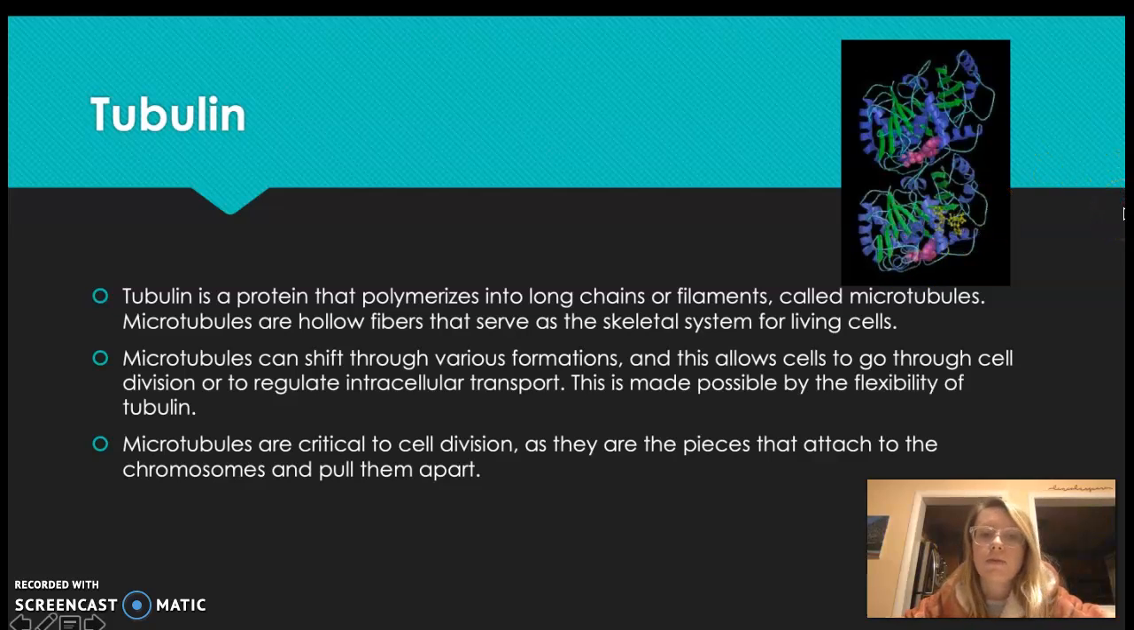Microtubules can shift through various formations, and this allows cells to go through cell division or to regulate intracellular transport, and this is made possible by the flexibility of tubulin. Microtubules are critical to cell division as they are the pieces that attach to the chromosomes and pull them apart towards the cellular poles. So without microtubules, you don't have division.